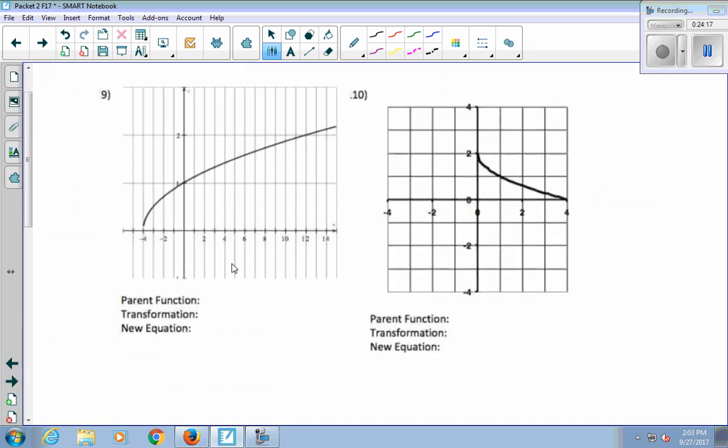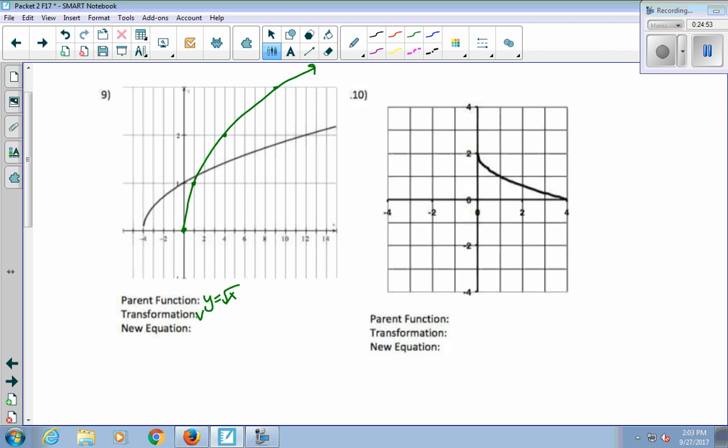Okay, 9. My parent function looks like square root. And the transformation, it definitely looks like I went left 4, but it might be helpful if I sketch in the square root. So this is 0, 0, then 1, 1, 4, 2, 9, 3. So that is the parent function square root x. So it doesn't look like I only moved it left 4, right? It didn't only move left 4. It looks like it also shrank vertically.